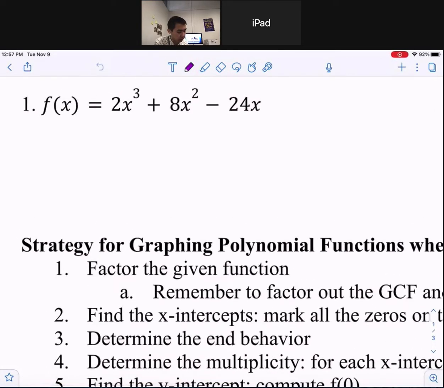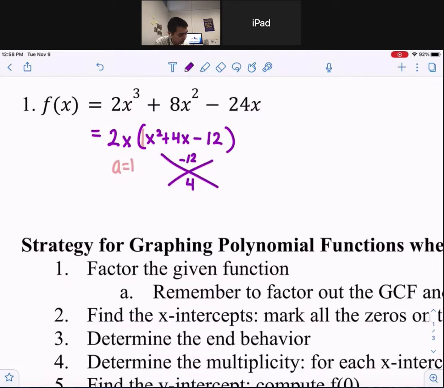So we can factor out a 2x from every term, so divide each by 2 and take away 1x from all. x squared plus 4x minus 12. And now this is an a equals 1 trinomial case, you guys. So x method, we get 6 and negative 2. So 2x times x plus 6 times x minus 2.